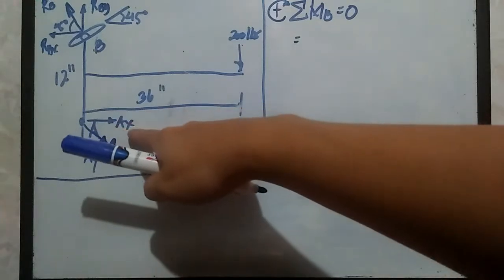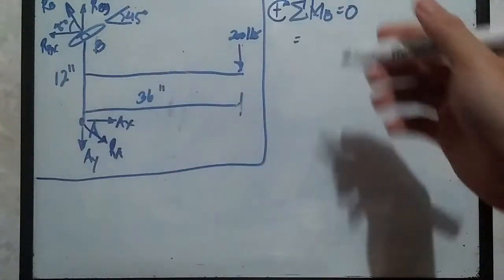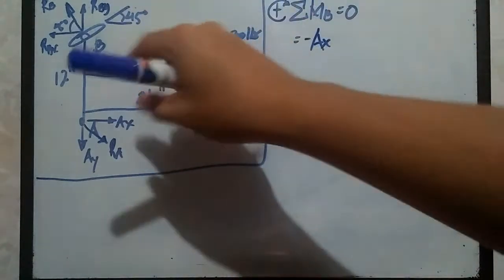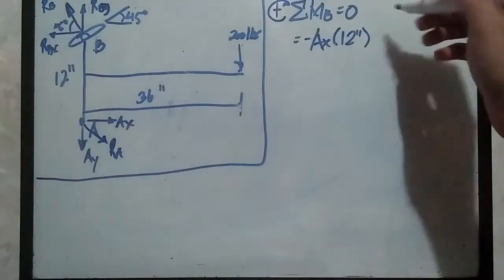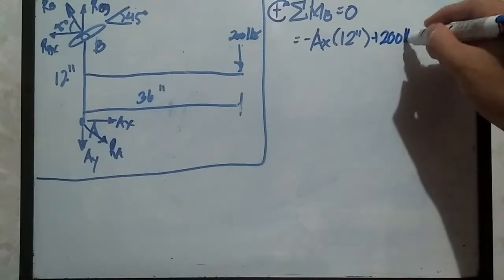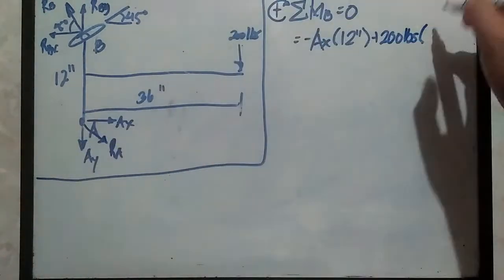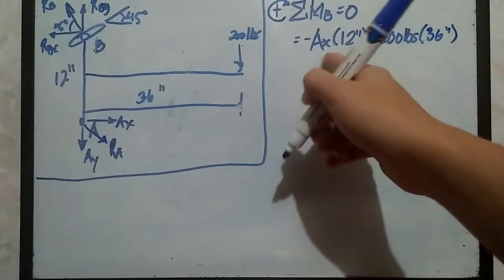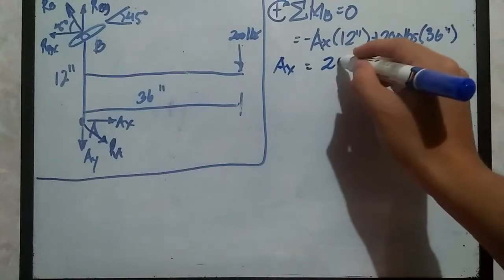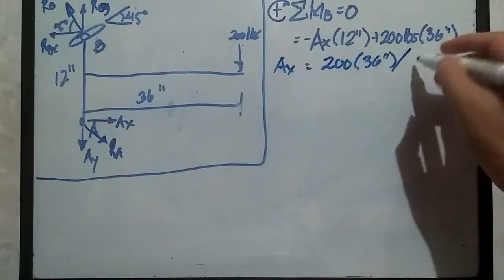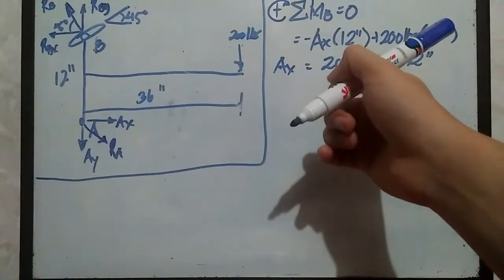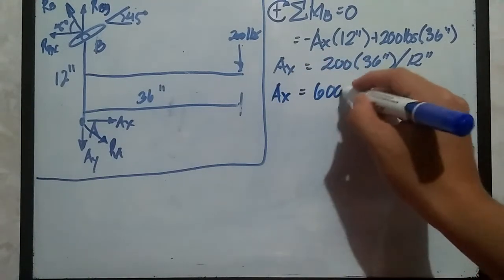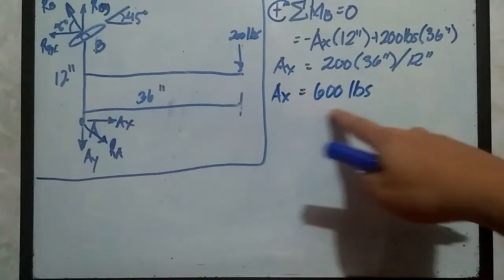We have this A sub x that tends to rotate counterclockwise, so that should be negative, and the perpendicular distance is 12 inch. And we have this 200 pounds clockwise, so positive, plus 200 pounds multiplied by the perpendicular distance equivalent to 36 inch. Solving for A sub x is equal to 200 multiplied by 36 inch divided by 12 inch. So 36 divided by 12 is simply 3. 12, 24, 36. So 3 times 200, that is 600. It's equal to 600 pounds. So we have a positive answer, which means our initial assumption is correct that x is going to the right.